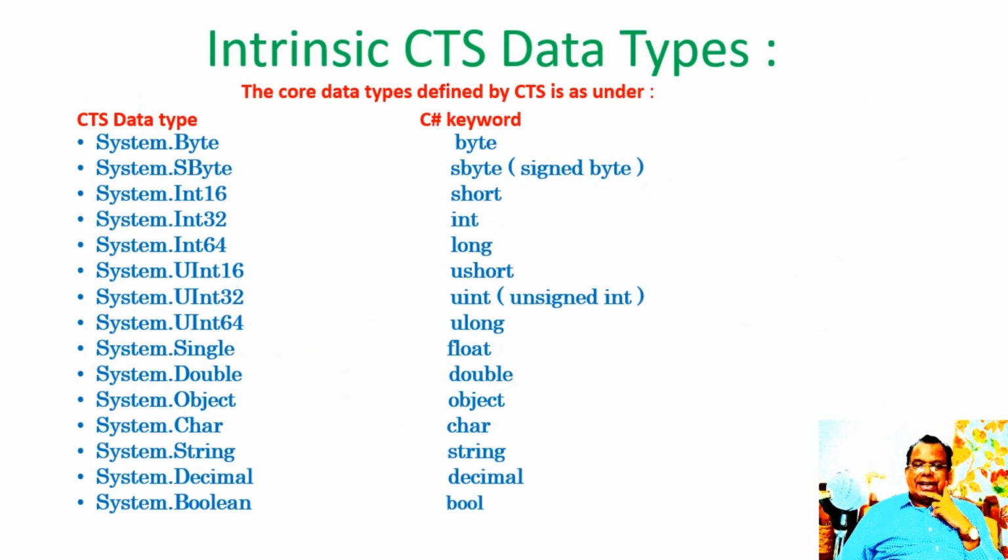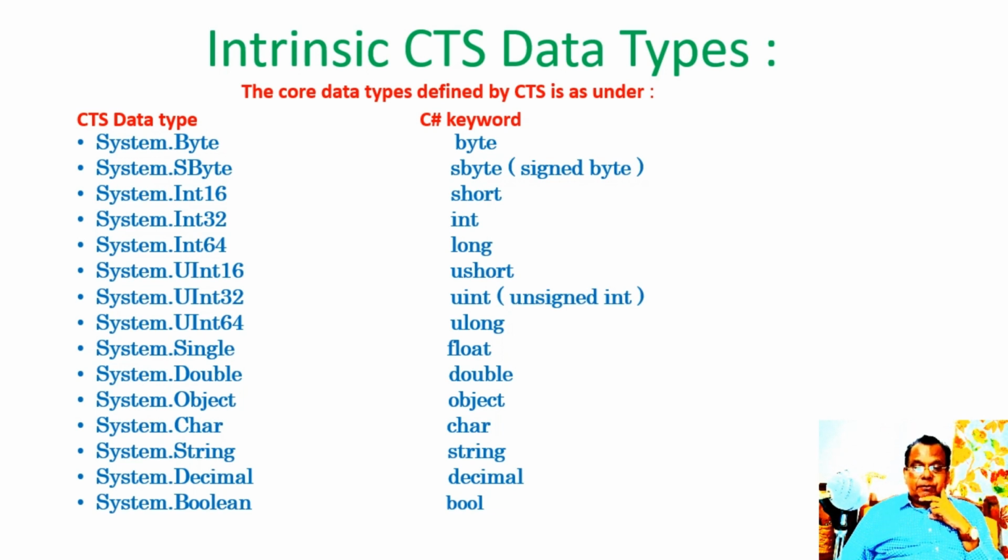We will consider the so-called intrinsic CTS data types. The core data types defined by CTS are as under. Look: the CTS data type and its corresponding C sharp keyword. You have the CTS data type first and then its corresponding C sharp keyword.